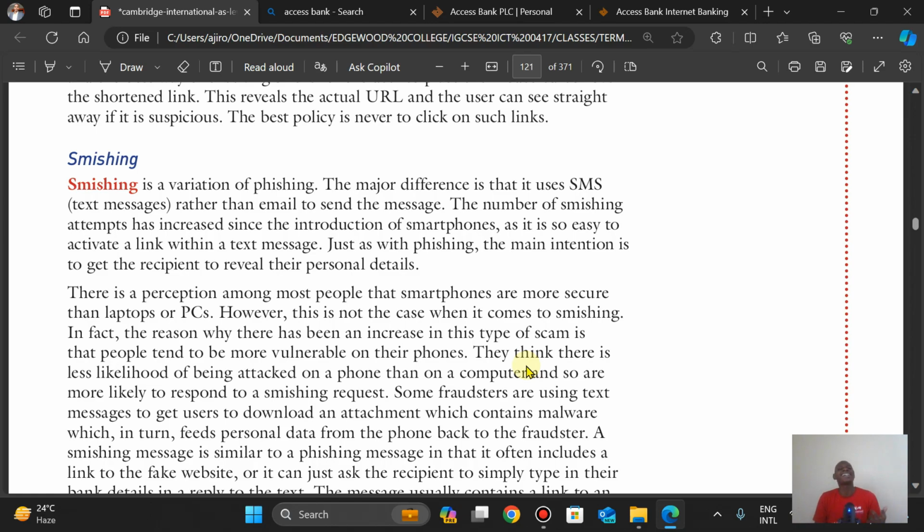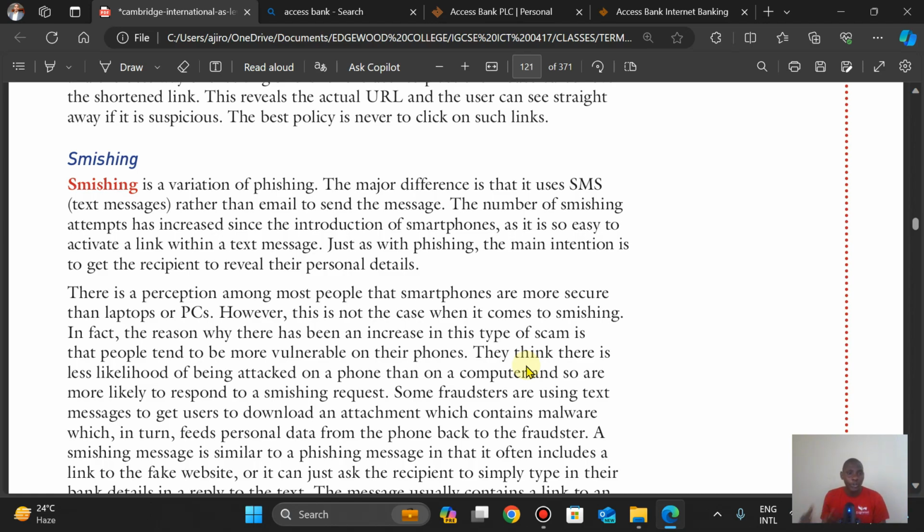You get a text message from Access Bank, or from any of your local banks in your country, sending you a link that you have to click on, because most times these text messages do not take replies. So they send a link for you to click on, and then you have to put in your personal information. Please don't.